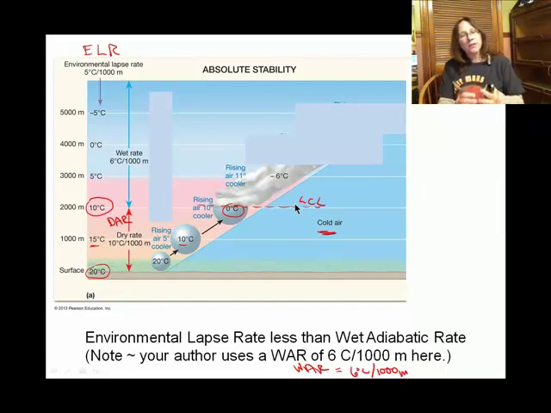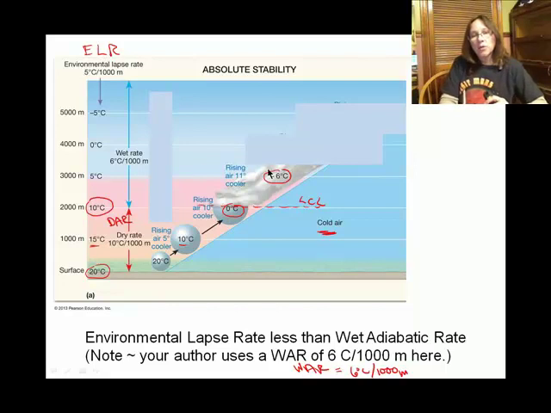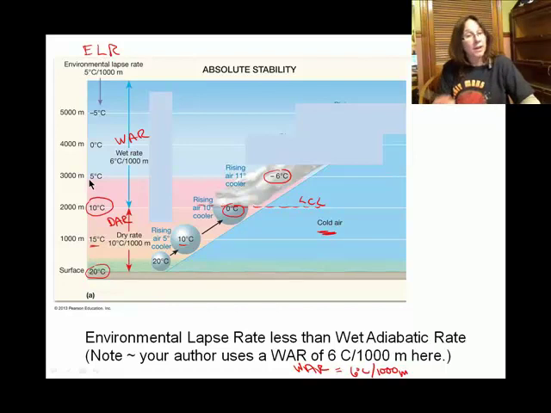That parcel of air has cooled to the dew point temperature, and we have condensation happening. And so now notice when it rises from 2,000 meters to 3,000 meters, it's going to cool at this wet adiabatic rate of 6 degrees Celsius per 1,000 meters. Okay, now let's take a look. Negative 6 is cooler than 5. So it's still got a downward tendency. It's stable. That chunk of air is lifting, but it's stable.